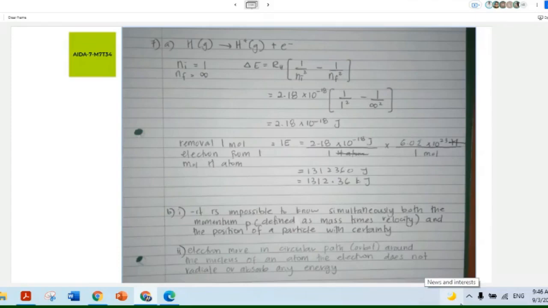So, okay, for IE, we just talk about n initial is 1 and n final is infinity. Okay, so this answer is standard. First of all, this is the removal. 2.18 times 10 to the power of negative 18 joule is to remove one electron. For removal of 1 mole of electrons, you just multiply by Avogadro's number and you get this answer. Don't forget the answer's unit. What is the unit, dear?